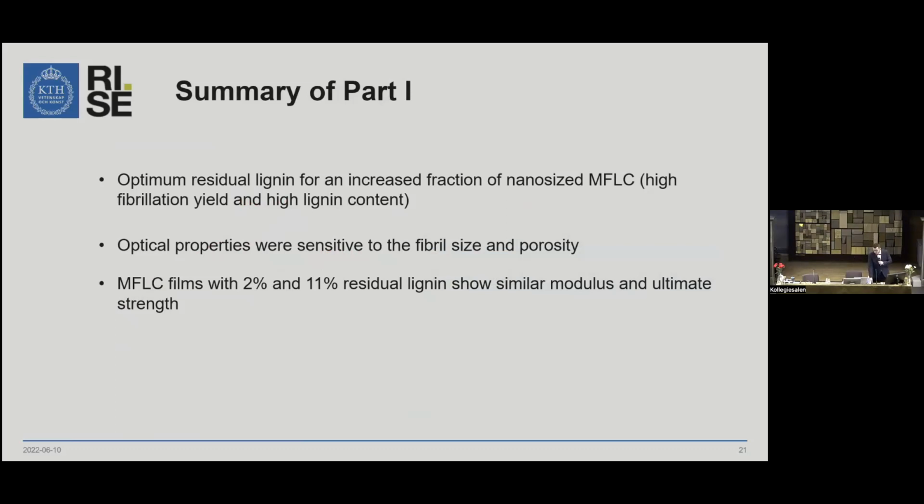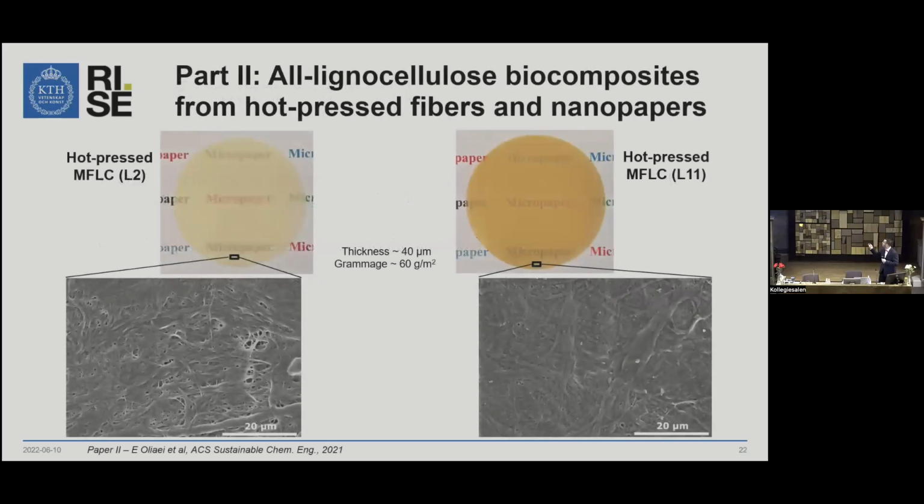So up to here, we realized that porosity is very important. So we were thinking, if we can use the residual lignin and hemicellulose, and we can plasticize and hot press them to create densified and possibly stronger structures. So that's why we tried hot pressing, and this is in part 2.